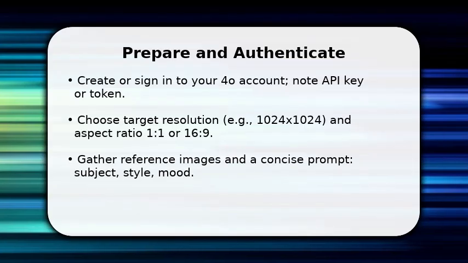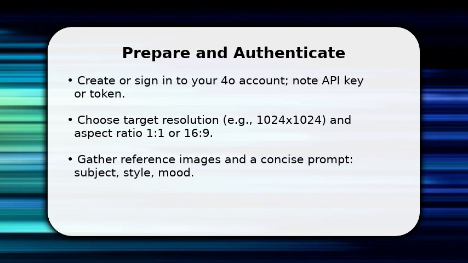You start by logging into 4.0 and obtaining your API key so requests can authenticate immediately. Once done, set your canvas size and aspect ratio. This determines composition and output weight.